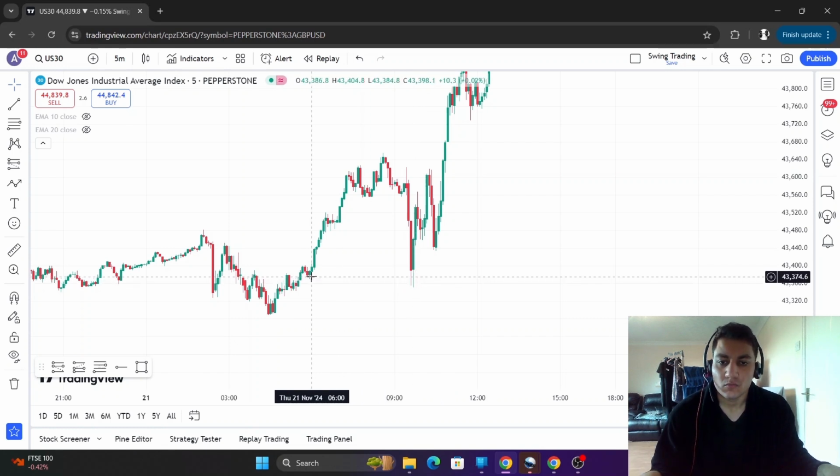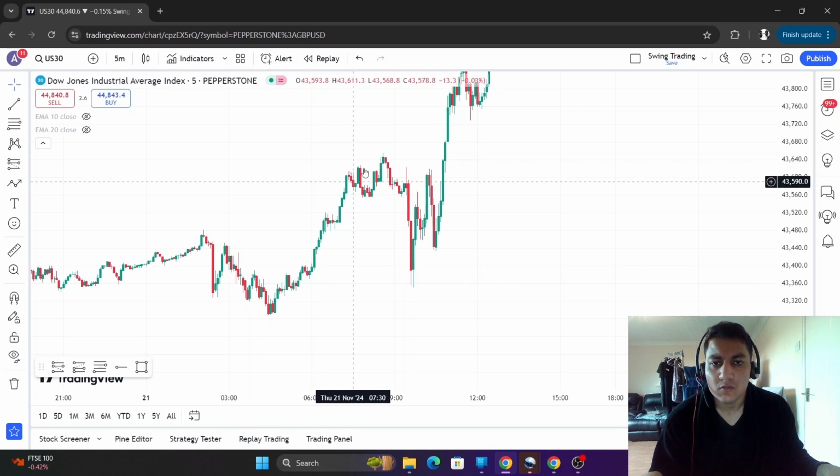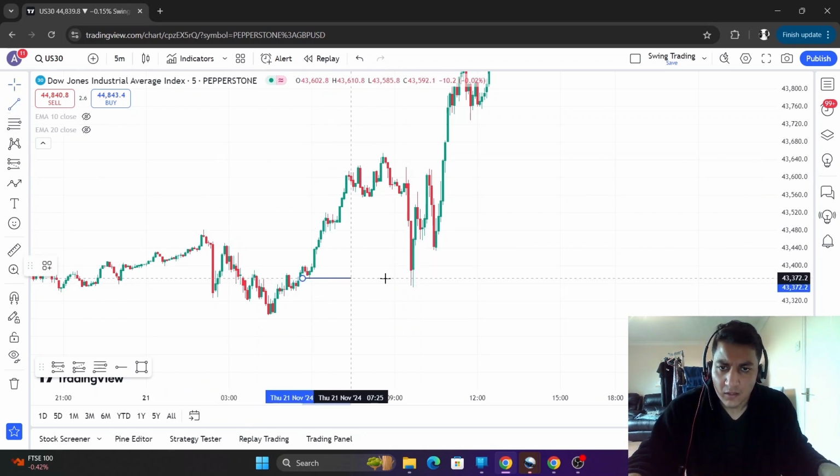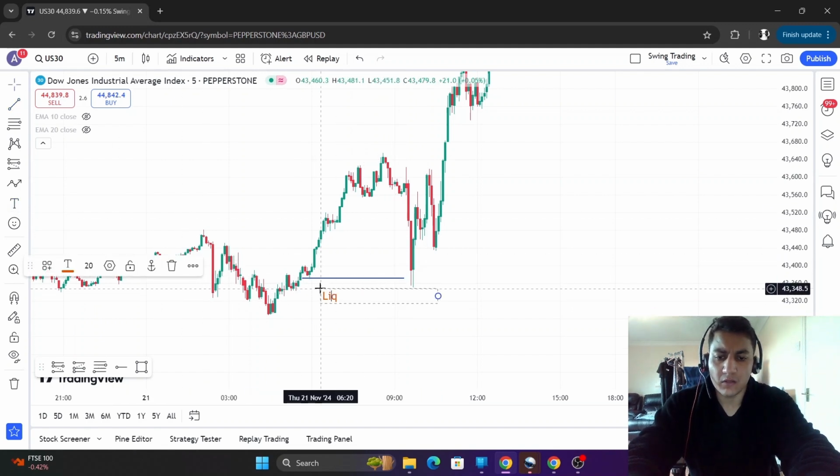And this low right here, there's lots of liquidity, because if you look at it, this is like the end of London. You get this large move up, then you get your retracement. So let's mark this out, like this. This right here is your liquidity sweep. Let's mark this out. Liquidity sweep. We always wait for this.